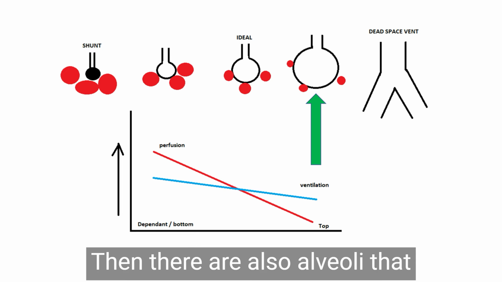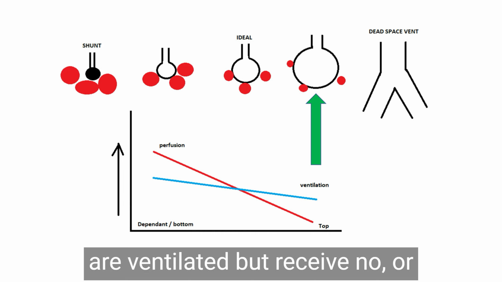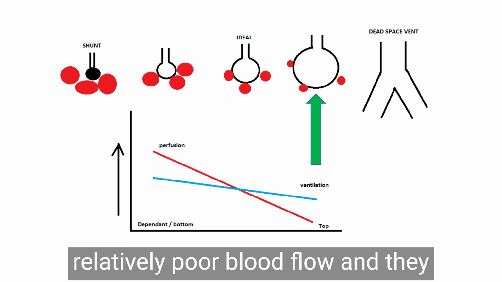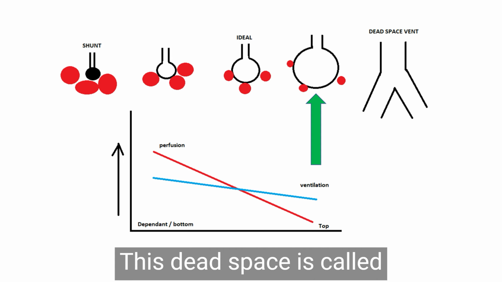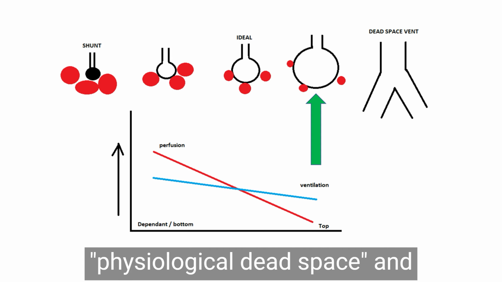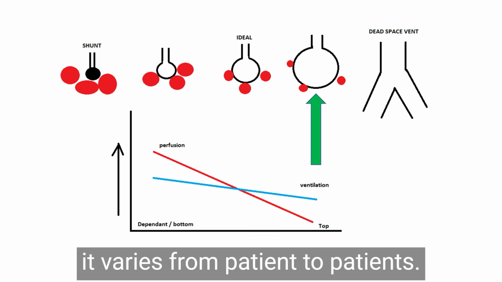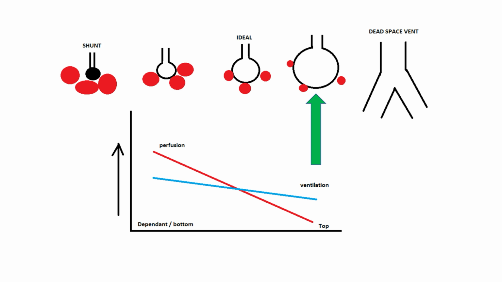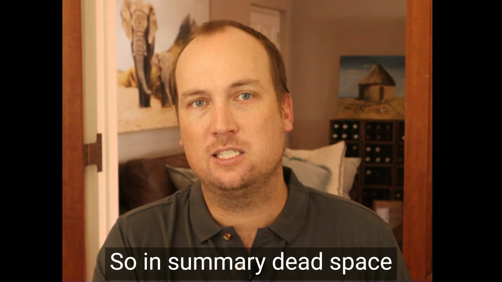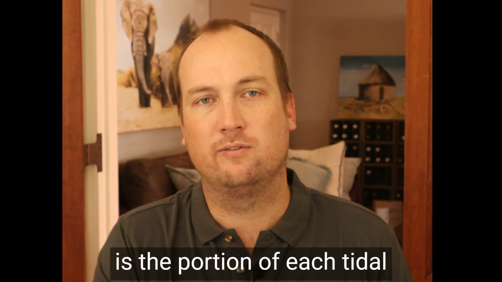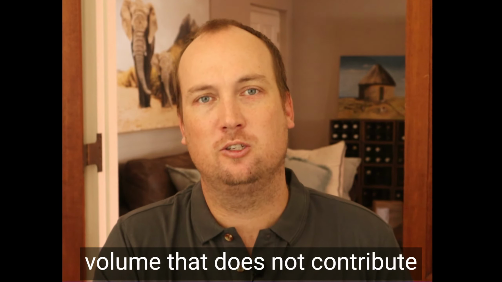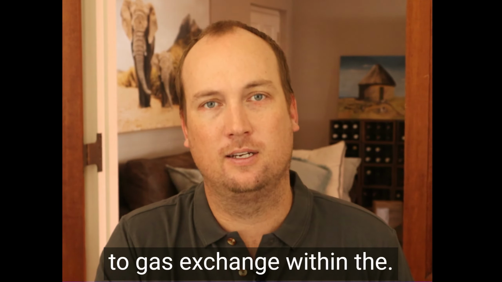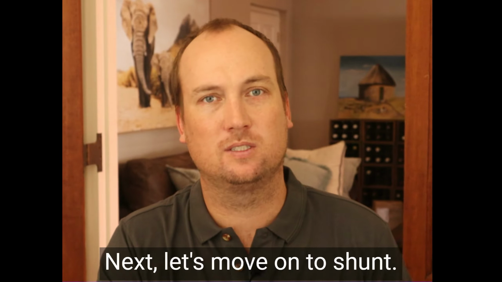Then there are also alveoli that are ventilated but receive no or relatively poor blood flow, and they also contribute to dead space. This dead space is called physiological dead space, and it varies from patient to patient. So, in summary, dead space is the portion of each tidal volume that does not contribute to gas exchange within the lung. Next, let's move on to shunt.